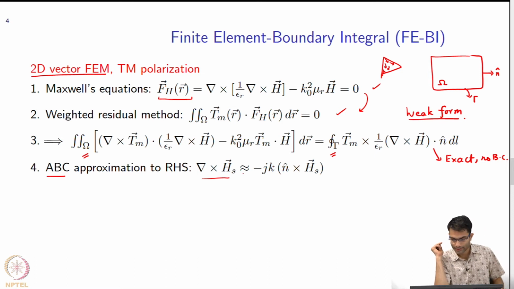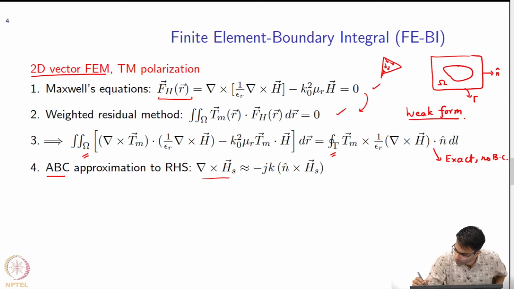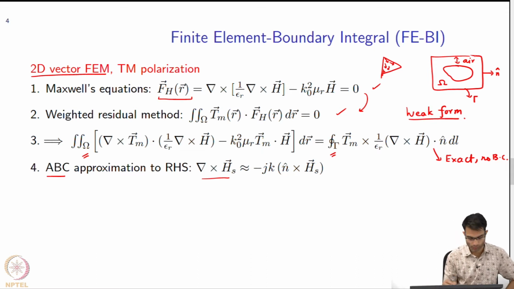So let's see now. This is why when I have my object over here, I need to have some air over here. Right. So how many unknowns are in this problem?